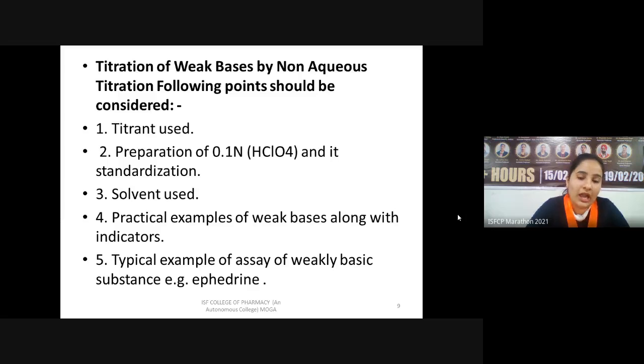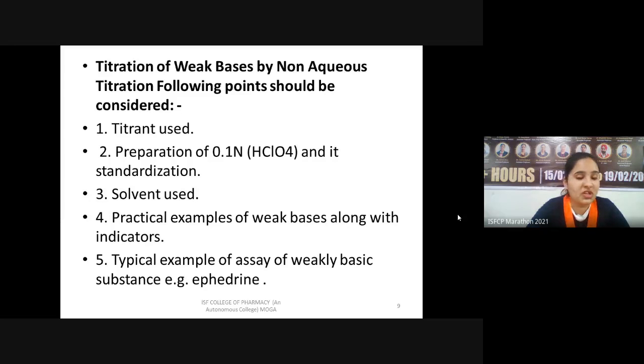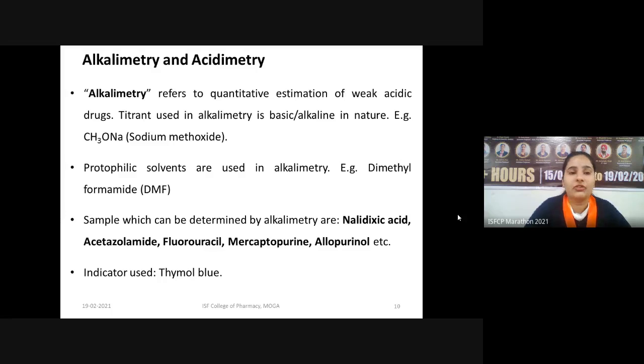And as we have discussed, by acidimetric titrations we can do the quantitative estimation of weakly basic substances, for example ephedrine. What is alkalimetry titration? Exactly the opposite of acidimetry titration. In alkalimetry titration, we are going to perform the quantitative estimation of weak acidic drugs.